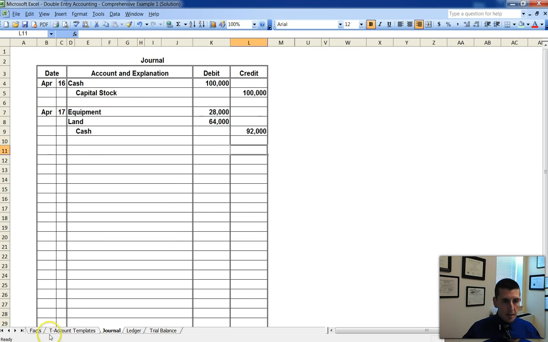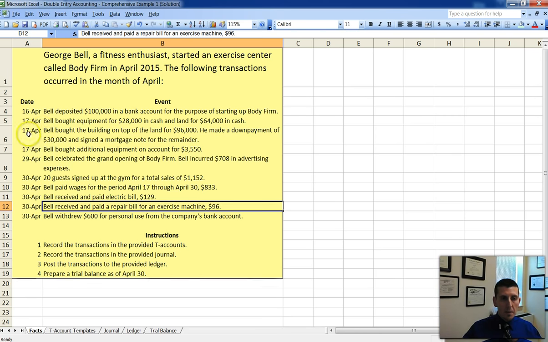So now let's see what else we have going on. April 17th, Bell bought the building on top of the land for $96,000. He made a down payment of $30,000. Just like before what we did with the T accounts, we have $30,000 cash going out. That's a decrease, real account cash, asset, up with the debit, down with the credit. So the $30,000 is going to give us a credit. The debit is going to come from the fact that the land goes up. It's an asset, real asset, up with a debit, $96,000.